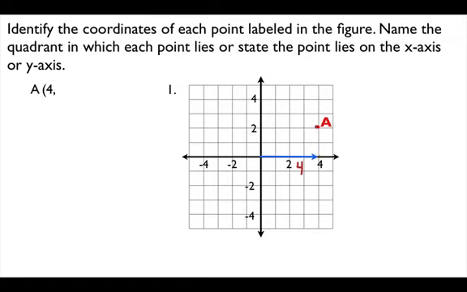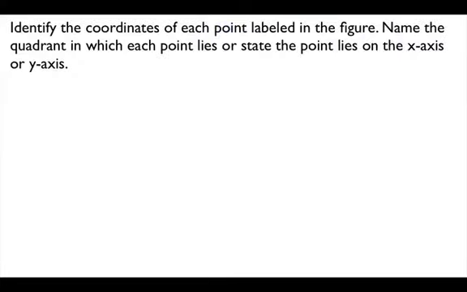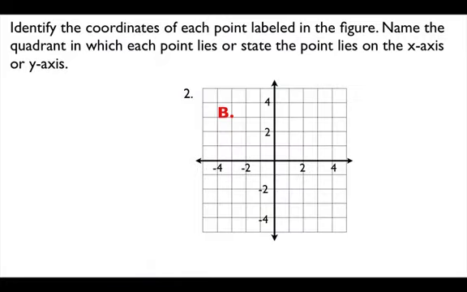Then I need to travel to point A. Since I'm going up, I'm going up 2 units. Going up is positive, that's why the y value of this point is 2. The quadrant is 1. Let's move on to number 2. Same directions. Here's point B. Let's find the coordinate value of this point.